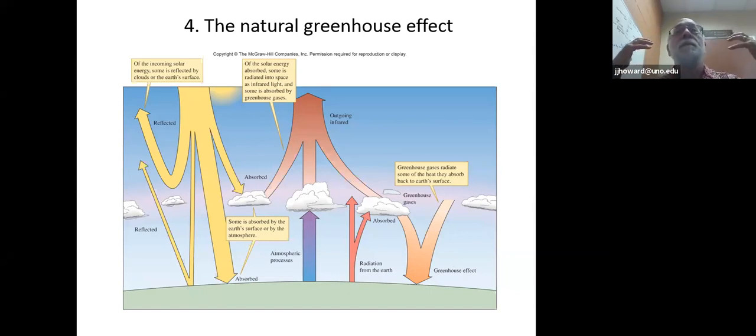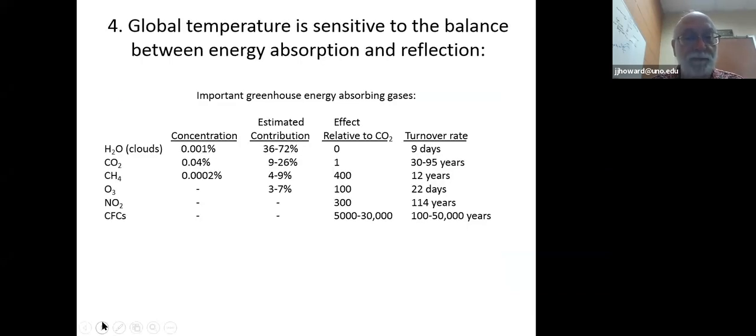So it's crucial that we have a greenhouse effect. There would be no life on Earth without a greenhouse effect. However, we have altered the greenhouse effect pretty dramatically. The way we've altered it is that we've altered the concentrations of greenhouse gases, the gases that are responsible for trapping and re-radiating solar energy or heat energy from the surface of the Earth.